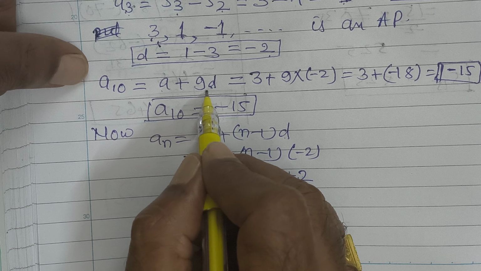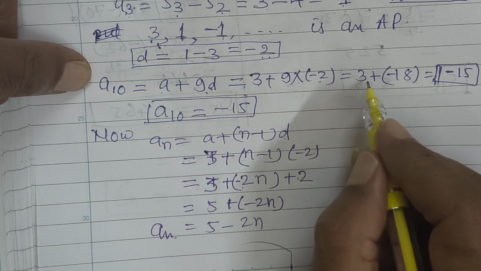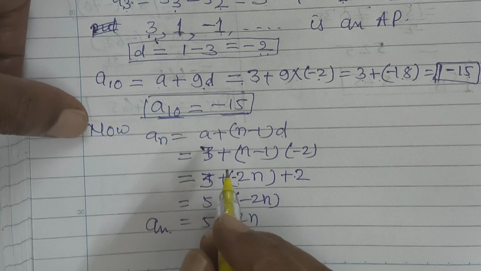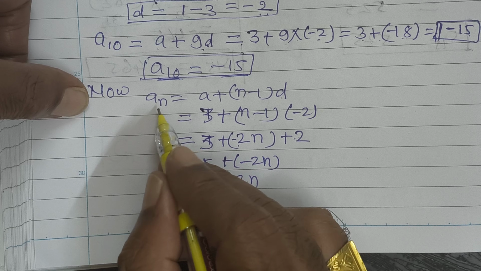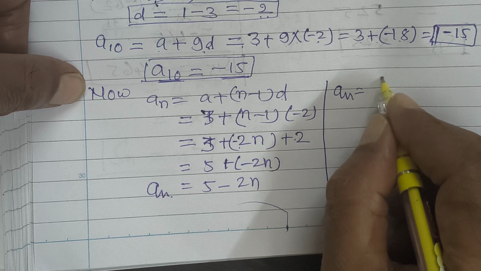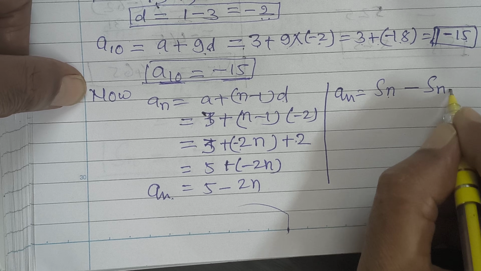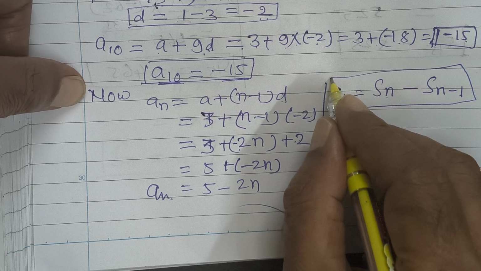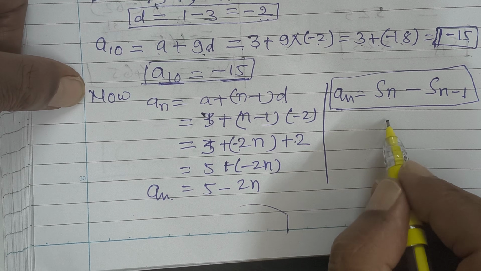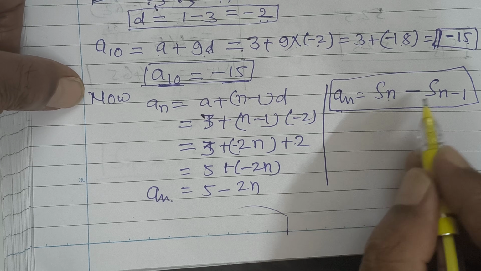A10 is equal to A plus 9D by formula, is equal to A is 3 plus 9 into minus 2. D is minus 2. So 3 plus minus 18, that is minus 15. So A10 is equal to minus 15. Then we have to find out the nth term. This nth term can be found using the sum of n terms Sn and the sum of n minus 1 terms also. By using this formula you can find it. But it will be lengthy because Sn is equal to 4n minus n square. Then Sn minus 1 is 4 into n minus 1 minus n minus 1 square. So it will be lengthy.